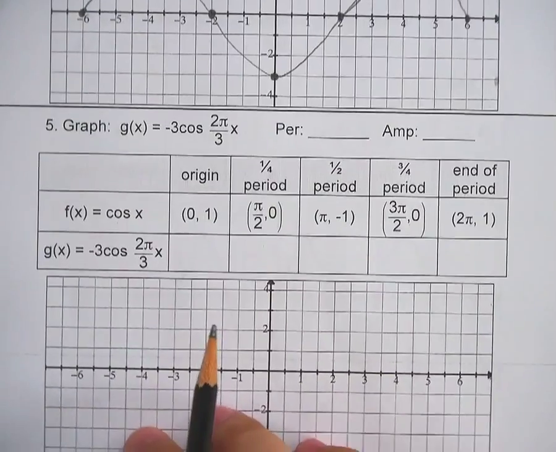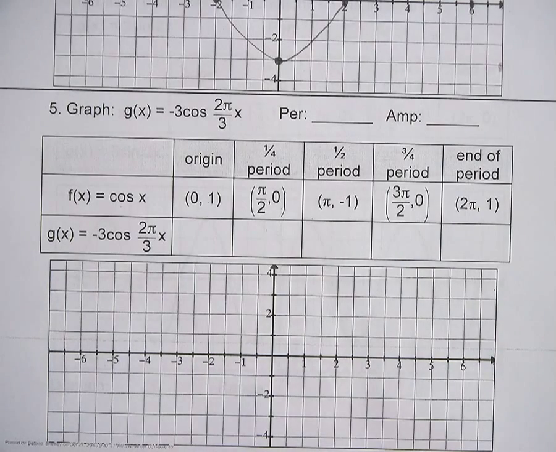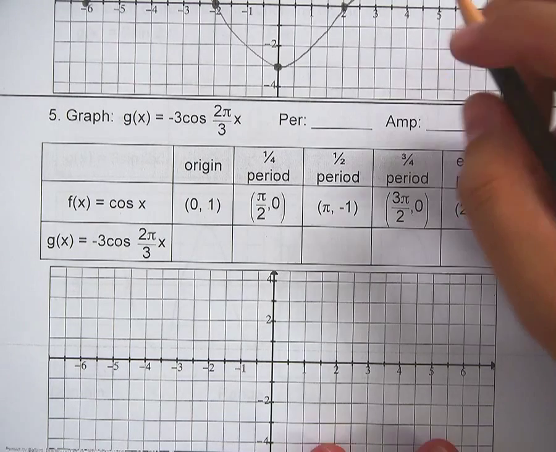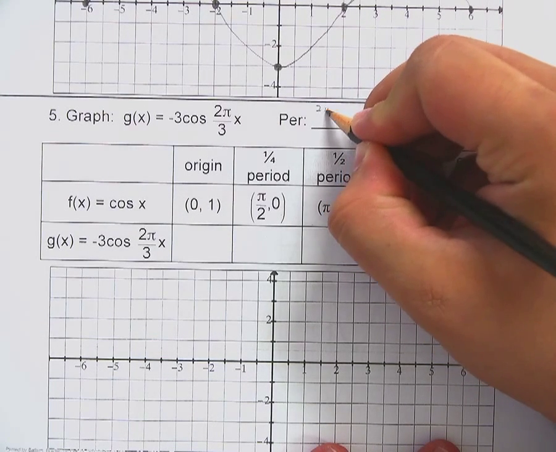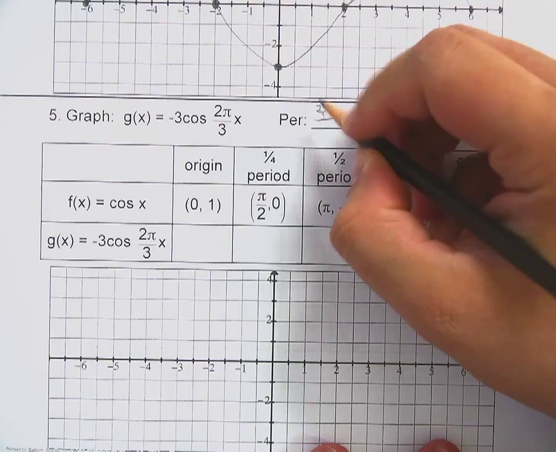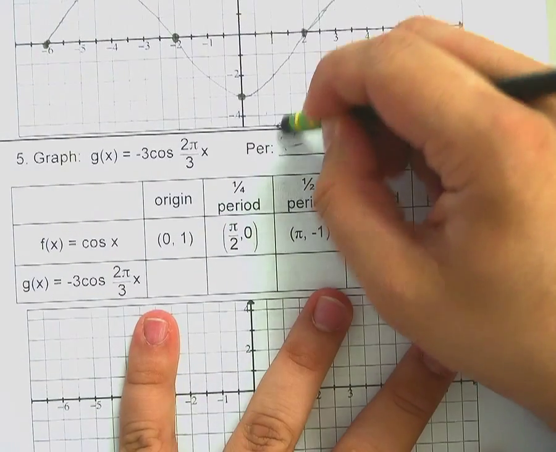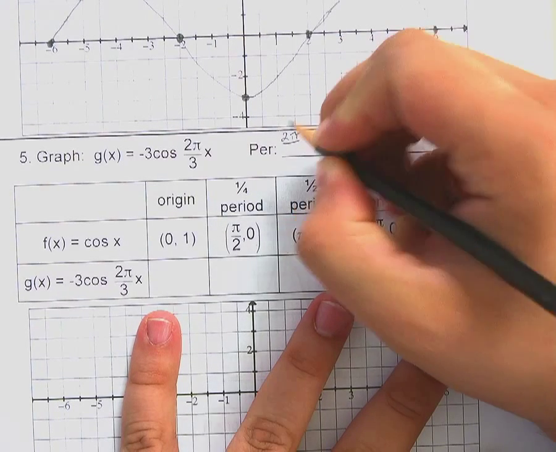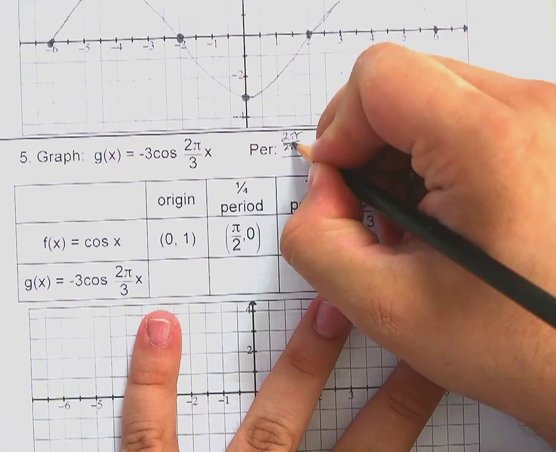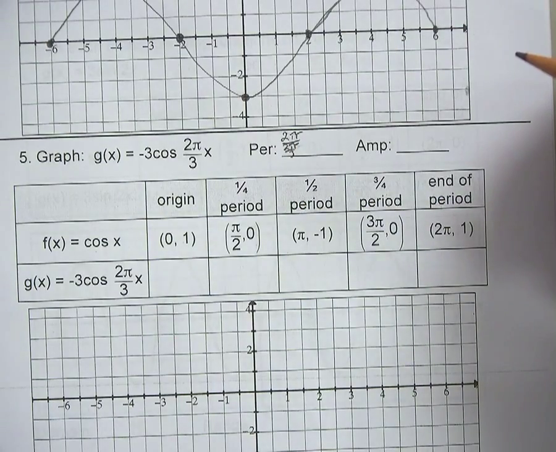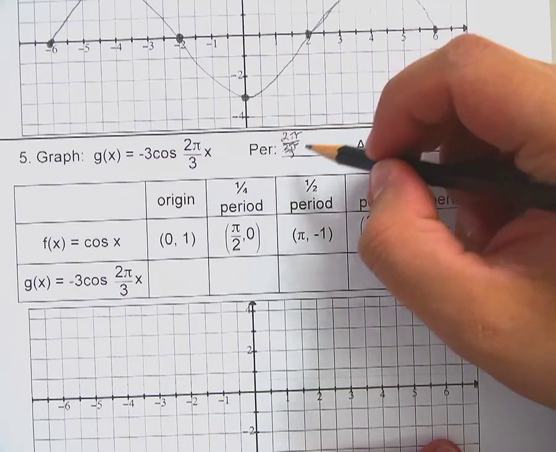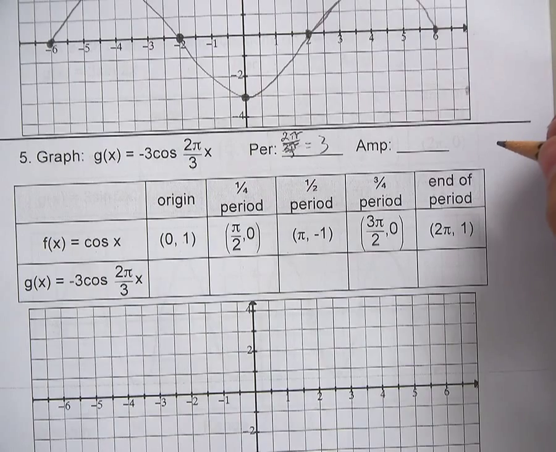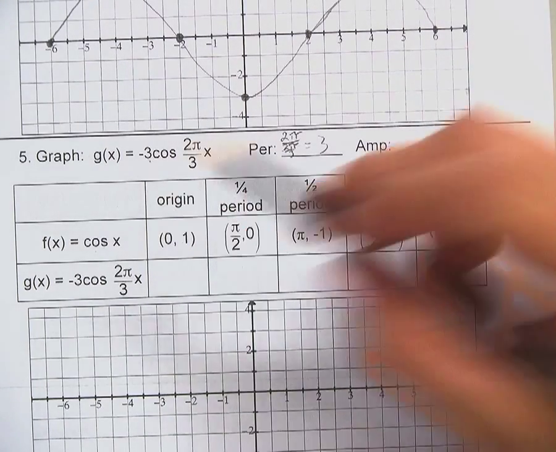Number 5 says g of x is negative cosine of 2 pi over 3x. Period here is going to be 2 pi divided by 2 pi over 3. You got to be careful with fractions here. So multiply by 3, 2 pi's will cancel out. Your period is 3. Amplitude here is 3.